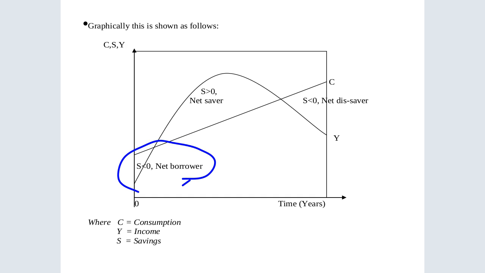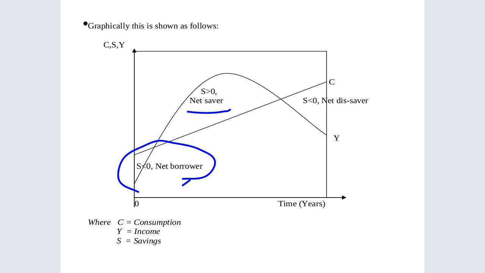So if income is above the consumption curve, it simply means that the individual is a net saver. Here, savings is greater than zero. So if the savings is greater than zero, the individual has more income than the consumption expenditure. Again, here, the last part is where the income is less than consumption, and the individual here is now a net dissaver.